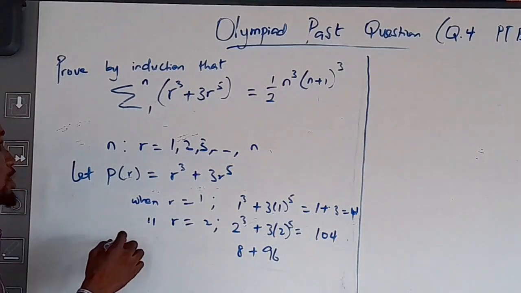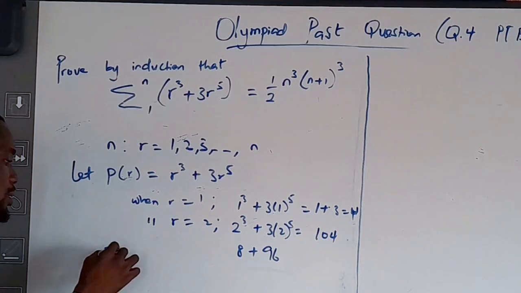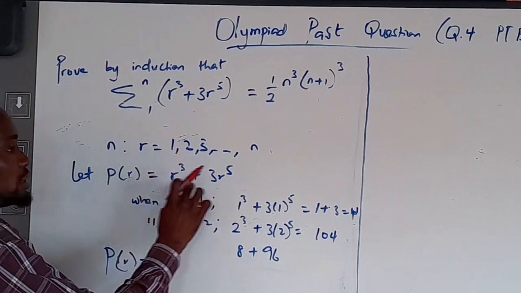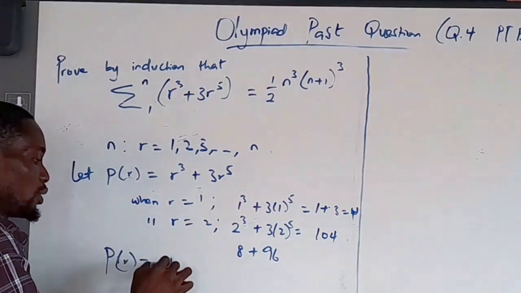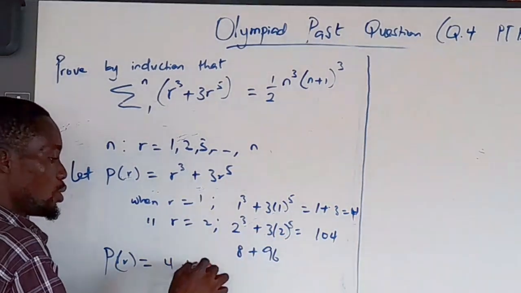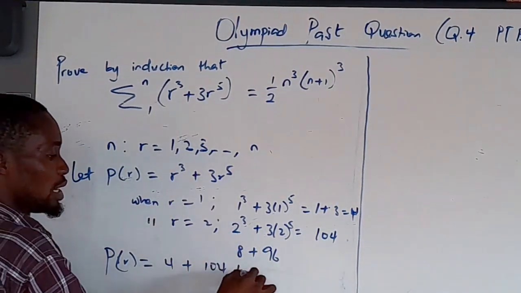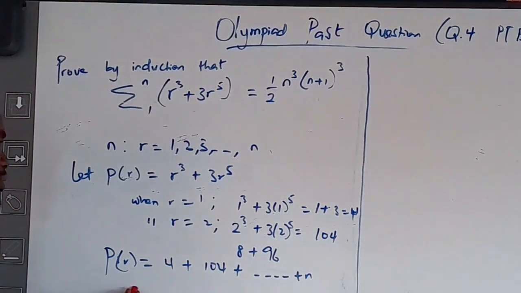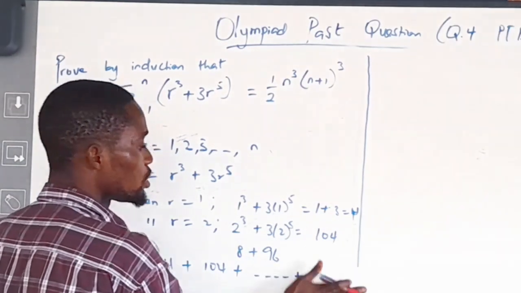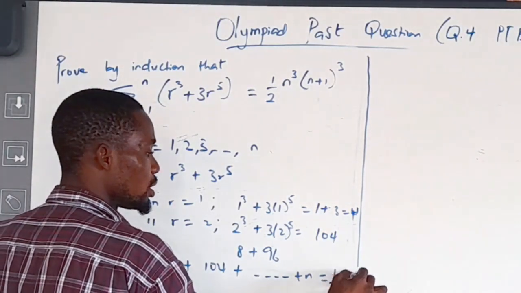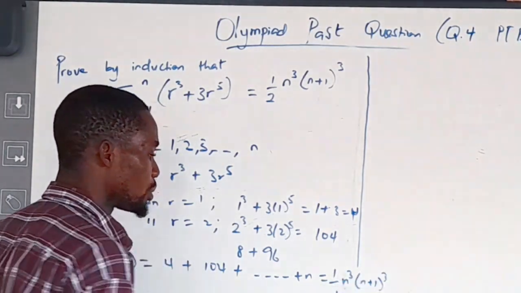Now from here, my sum of P of r becomes the first term, which is 4, plus the next one, 104, plus the others up to the last one, plus n. If the sum of P of r equals this, it means all this equals 1 over 2 n raised to power 3 into (n plus 1) all raised to power 3.